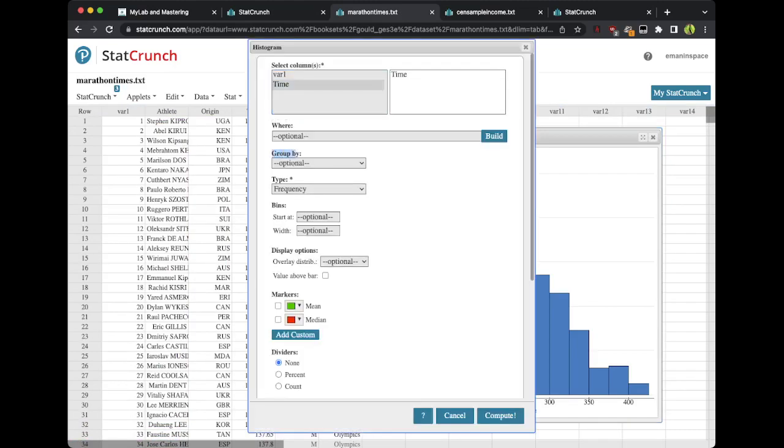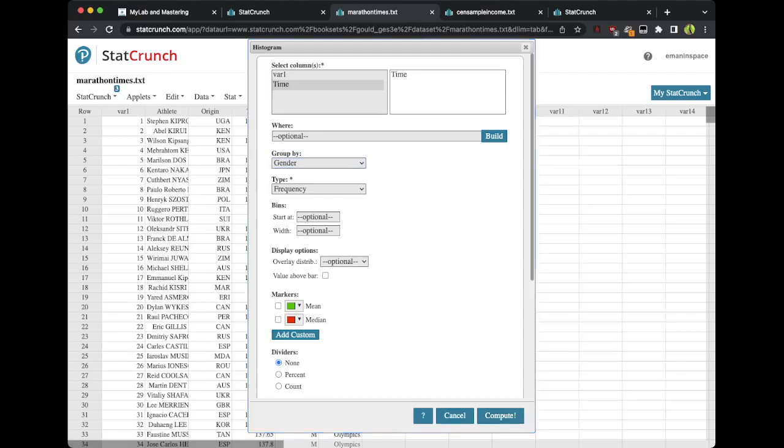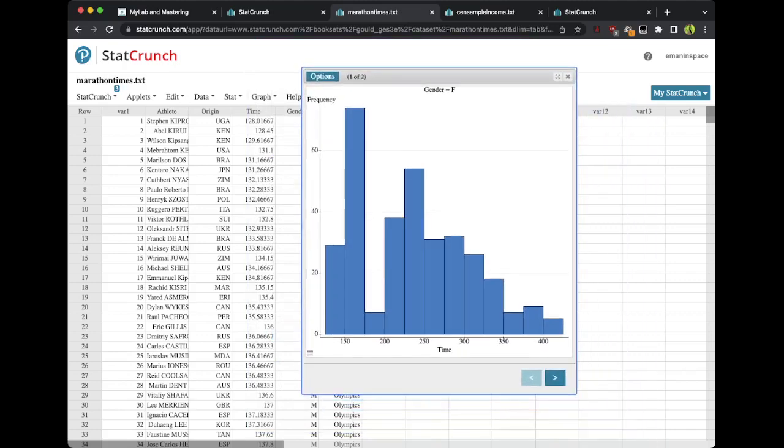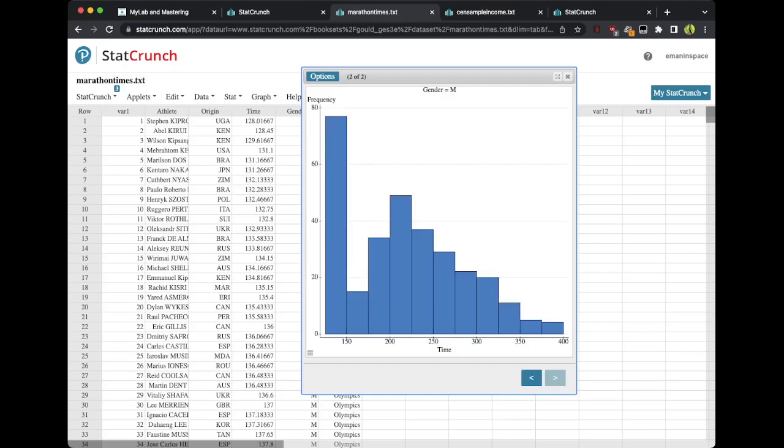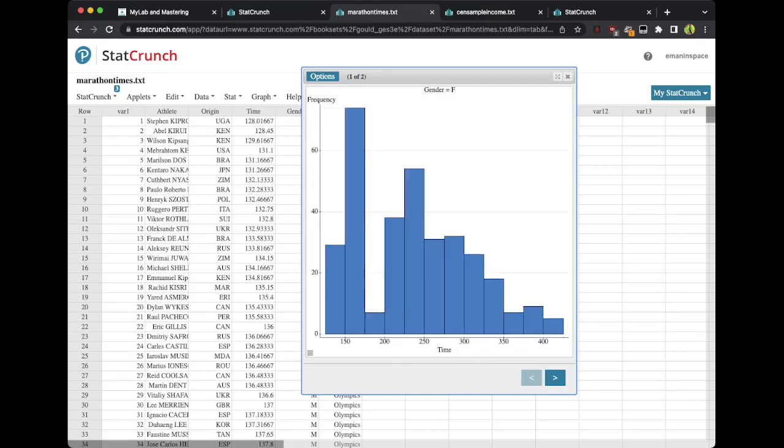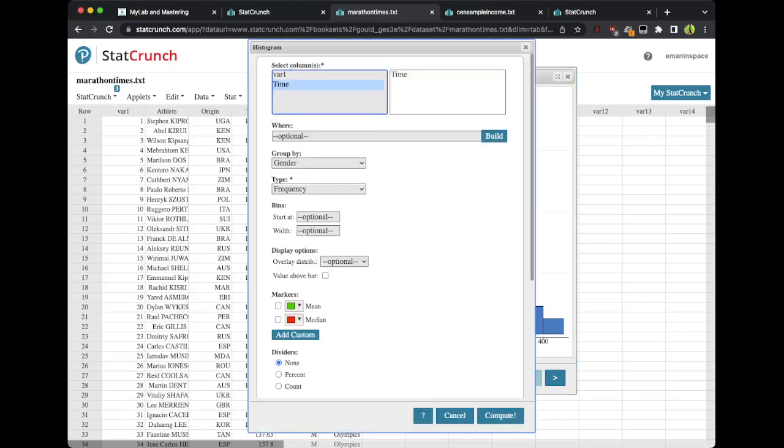You use this group by option. I just highlighted it right here, group by. And we're going to group it by, let's do gender first. Click compute. So here is all of the female athletes, and here are all of the male athletes. But it's still bimodal. So we're going to break it down another way. Let's group by event.